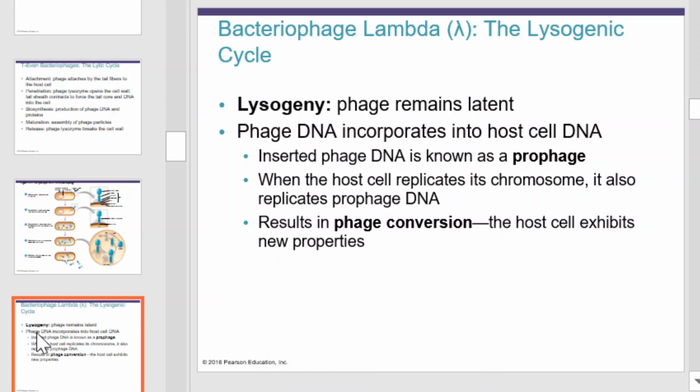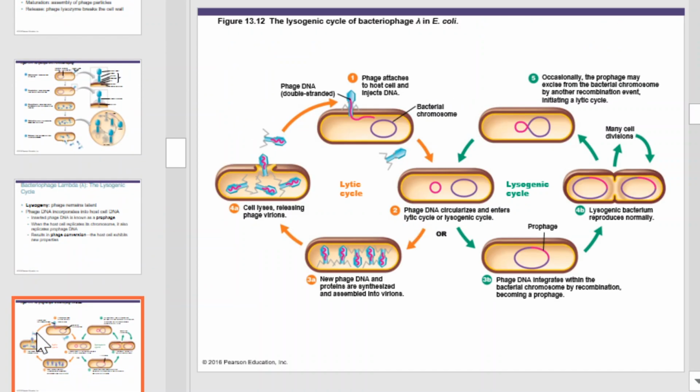To get an idea of what this looks like, let's look at this diagram. In this case, you can see that a virus has attached to a host cell. It has also injected its genetic material into that host cell. Once that genetic material is in the host cell, rather than being expressed immediately, such that the lytic cycle would ensue, that piece of genetic material from the virus is incorporated into the host cell's DNA.